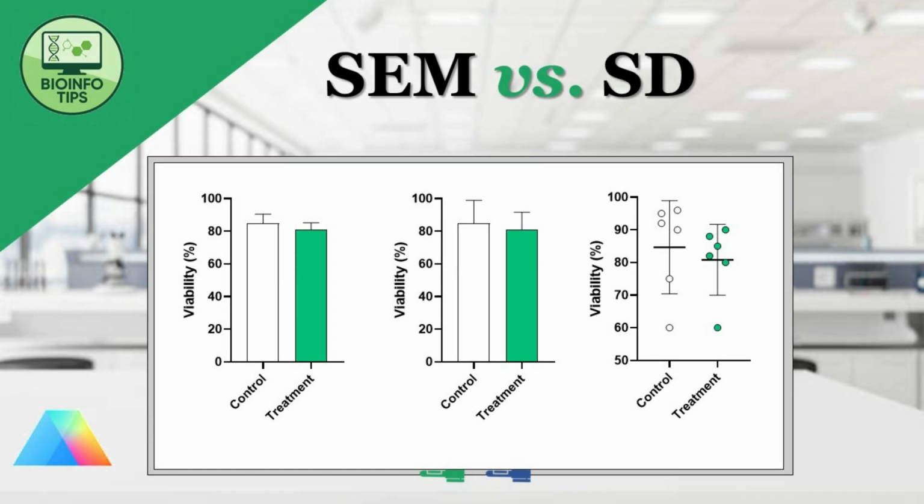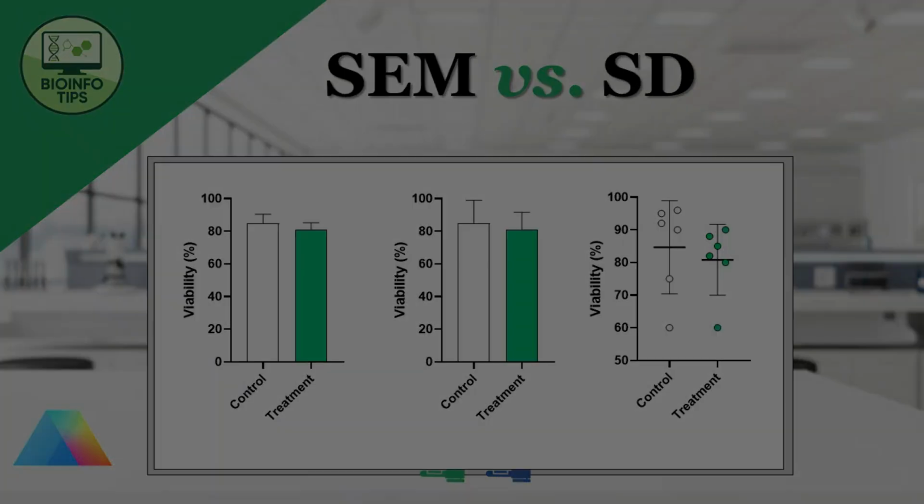Let me show you why this matters. This is the same dataset, mean plus minus SEM, mean plus minus SD, and a dot plot with individual values. Nothing about the data changed, only the way it's displayed, and yet the scientific interpretation feels completely different.